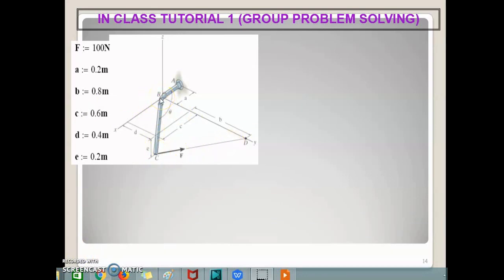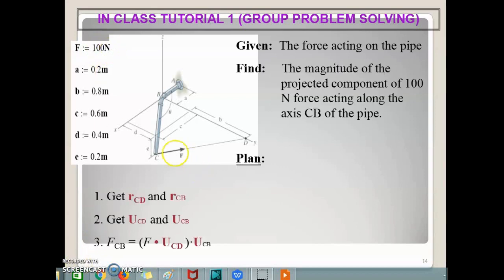So the first vector should have its own Cartesian vector, and then the force here also should have its own Cartesian form. But this time the F is not in the Cartesian form, it's given in a magnitude form, which is 100 Newton. So it is needed to change this magnitude form into Cartesian vector form. Then you can do the dot product to get the projected component of force C to B.